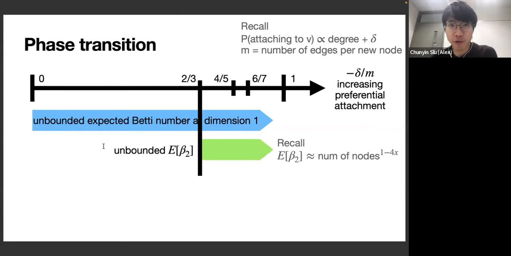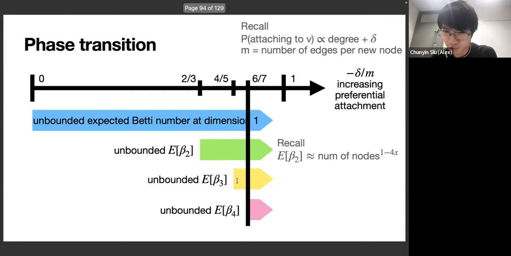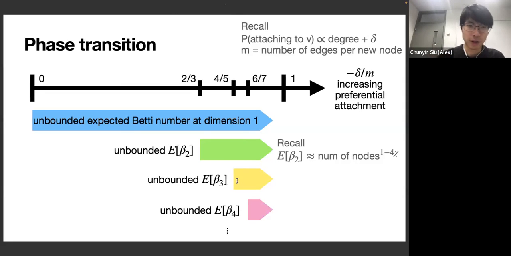But as you increase the preferential attachment strength, at some point, the second Betti number will be unbounded in expectation. And the argument is simply that the exponent 1 minus 4x will start to become positive. And if you further increase the preferential attachment strength, the third Betti number is going to be unbounded in expectation, and so on and so forth. So when you look at the homological version of this graph, you start to discover there's an infinite number of phase transitions within the traditional infinite variance regime.